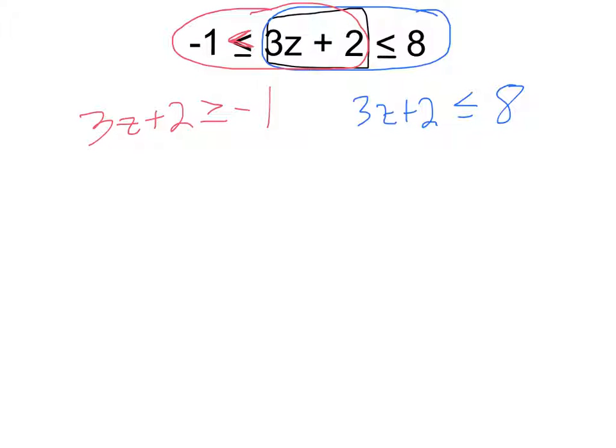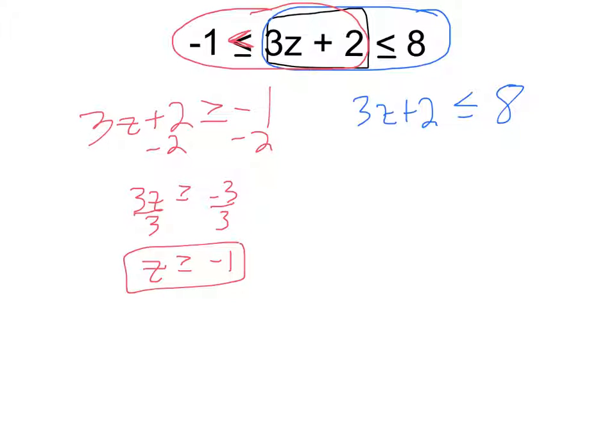Now we need to solve for z for both of these. So this first one on the left, you're going to subtract 2. You get 3z is greater than or equal to negative 3. You're going to divide by 3, and you get z is greater than or equal to negative 1. Your second inequality, you're going to subtract 2. 3z is less than or equal to 6. You're going to divide by 3. And z is less than or equal to 2.